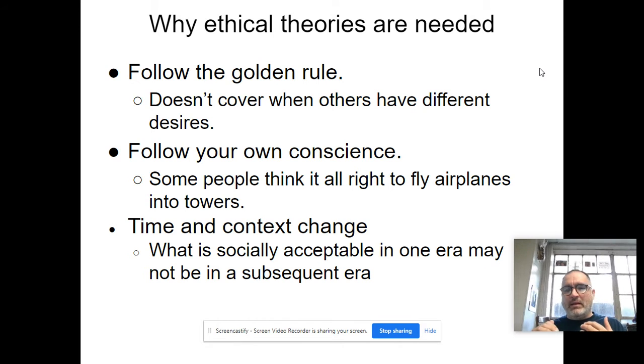And also time and context change. What was appropriate 100 years ago is no longer appropriate today. We evolve as people, and as we evolve, our ethical theories need to evolve, and the tools that we use to unpack the morals that we have evolve as well. And so with time and context, those changes evolve. We need to evolve with them. So ethical theories can help us evolve over time.